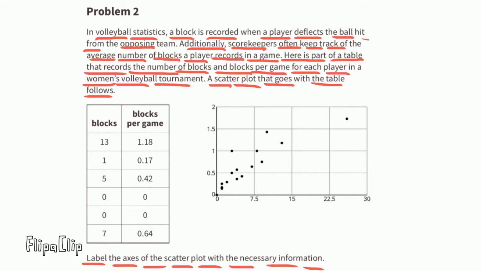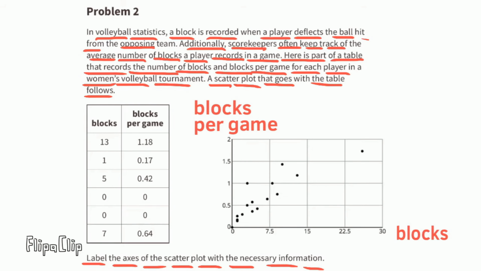We have a horizontal axis and a vertical axis. Since the horizontal axis goes up to 30 and the vertical axis only goes up to 2, the horizontal axis could be labeled as blocks, and the vertical axis could be labeled as blocks per game. Initially, I thought this looked pretty unusual because there were 0.5 blocks and 7.5 blocks, 1.5 blocks, but then I reread the information, and it said that they were keeping track of the average number of blocks a player records in a game. So if this is the average number of blocks, that would make sense.